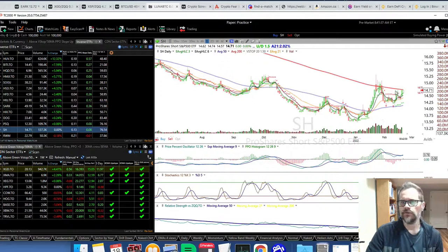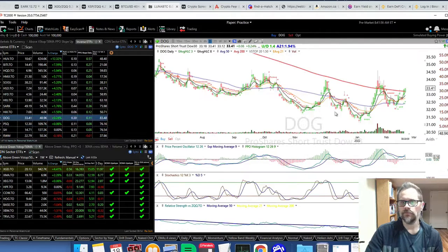SH is short S&P. We're right at the 200. That's a tricky spot because it's got to get through that. But we're in an uptrend. You can see how we have higher lows, I can draw a line like this. It's just that we have the 200 here, but we are heading upward.